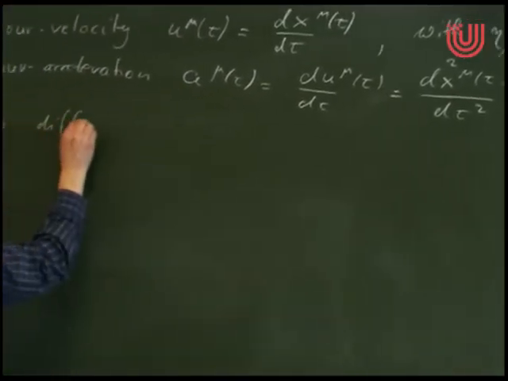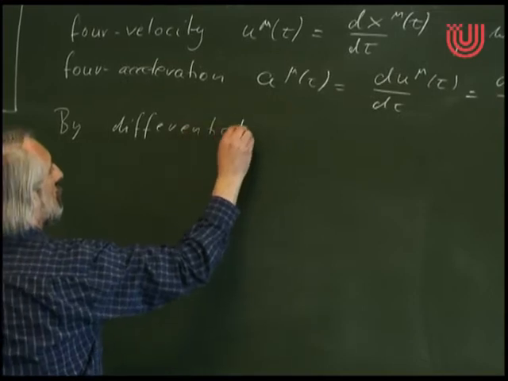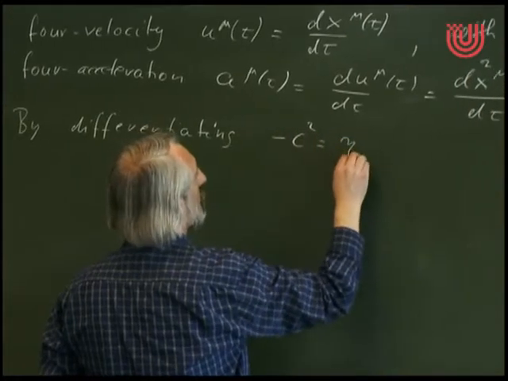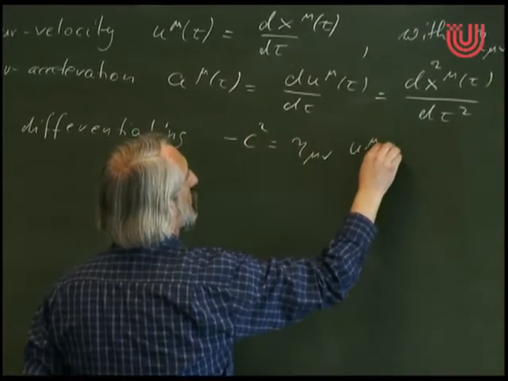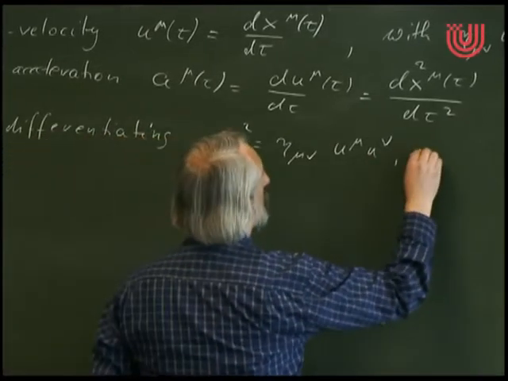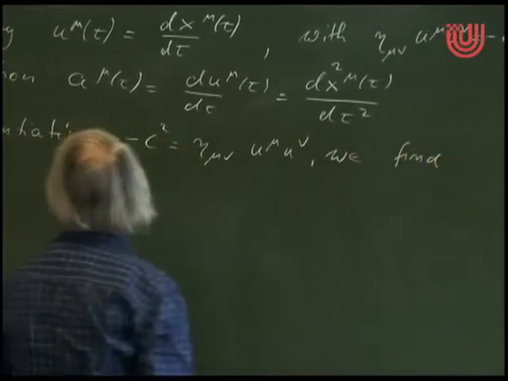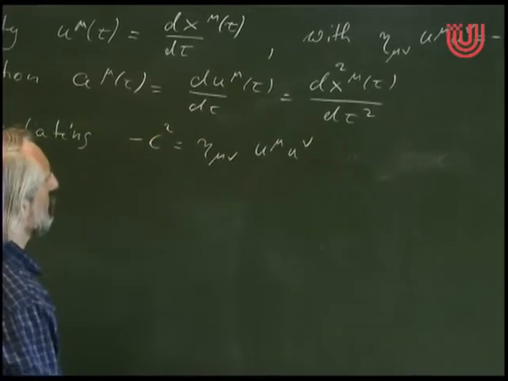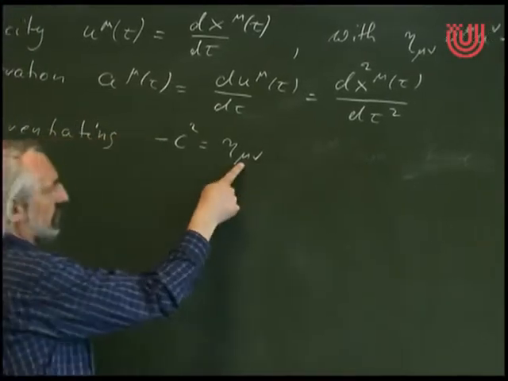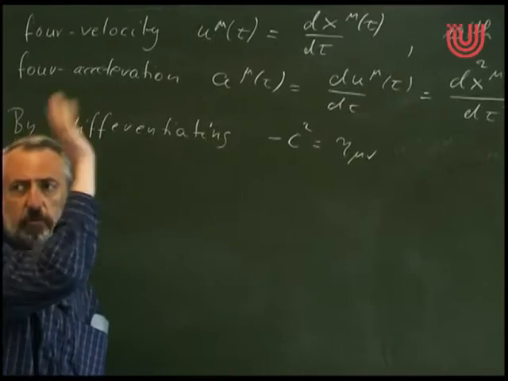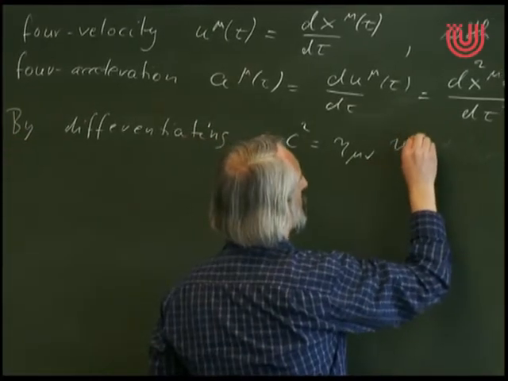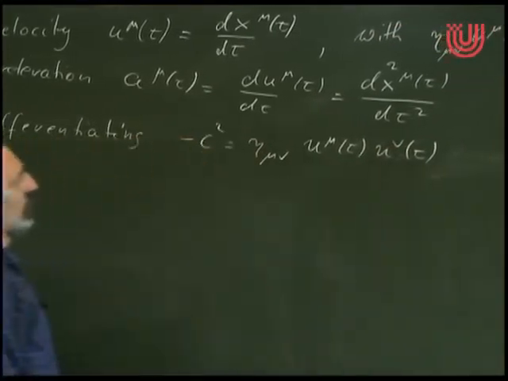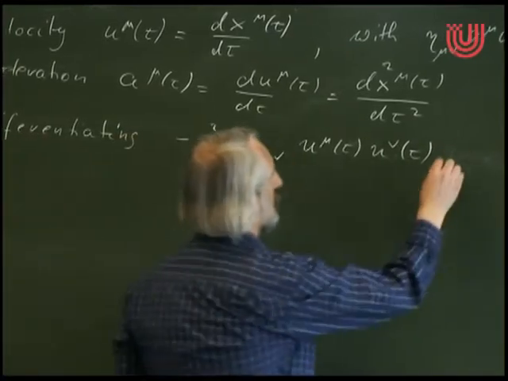By differentiating the equation that minus c squared is eta mu nu u mu u nu, we find what? Well, we differentiate with respect to tau. Differentiating with respect to tau. Maybe I should write the arguments everywhere where they occur. So this is a constant. That has nothing to do with tau. It's just plus or minus ones or zeros. The u mu depends on tau, and u nu depends on tau. So here is a parameter tau, and then I can differentiate with respect to tau.